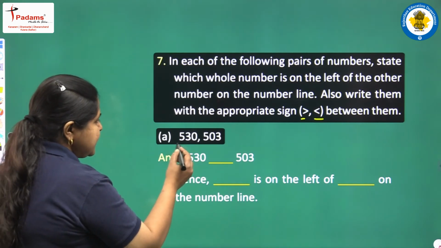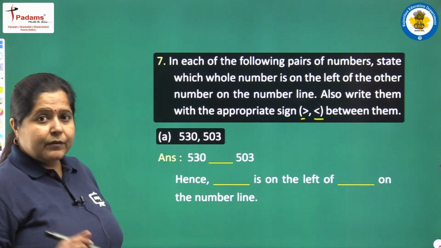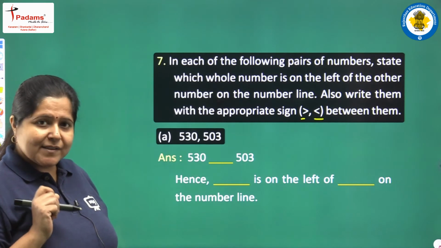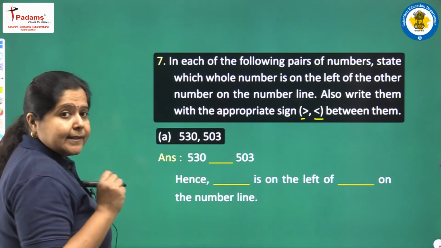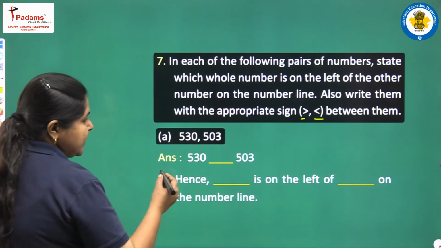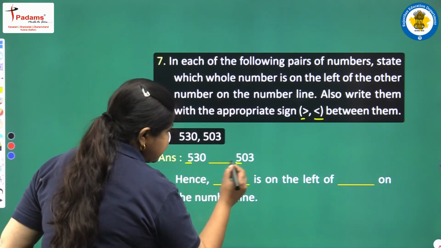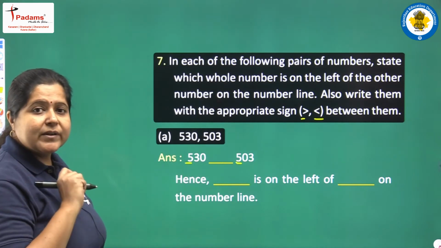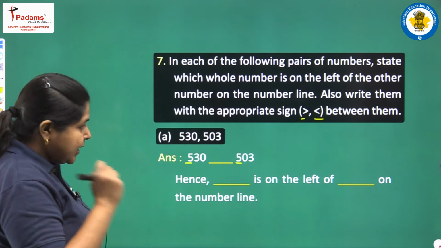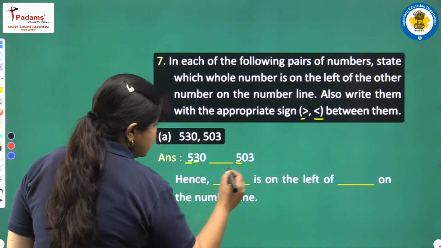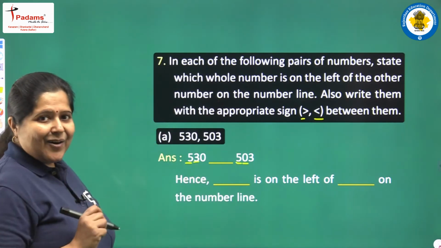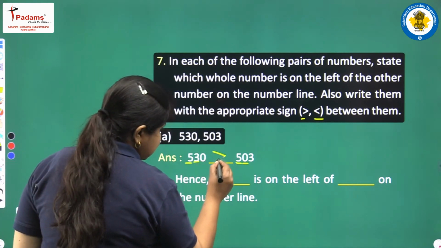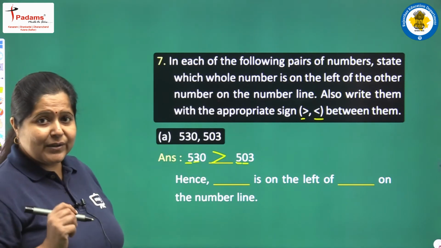We are having two numbers, 530 and 503. First we need to compare them, that which number is greater and which is smaller. You had learnt this in your first chapter. Here you can see the hundreds place is same in both the numbers. So, from this we cannot judge that which number is greater and which is smaller. We move on to the tens place. It is 3 here and it is 0. Now, 3 is greater than 0. So, this means that 530 is greater than 503.